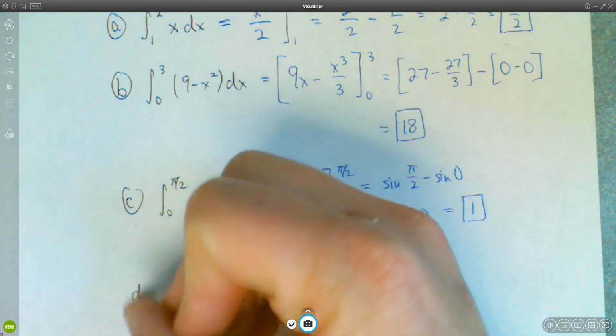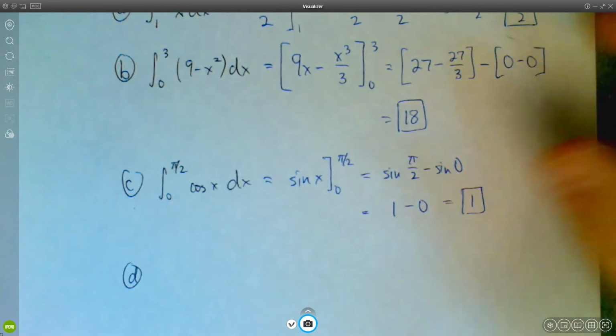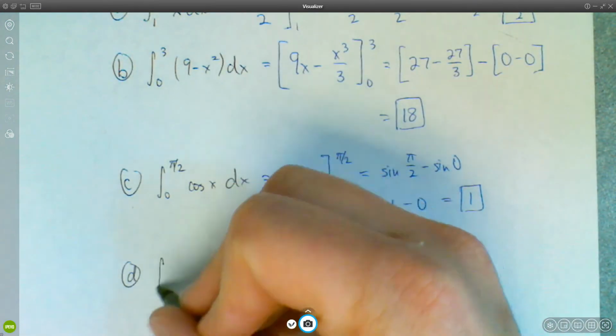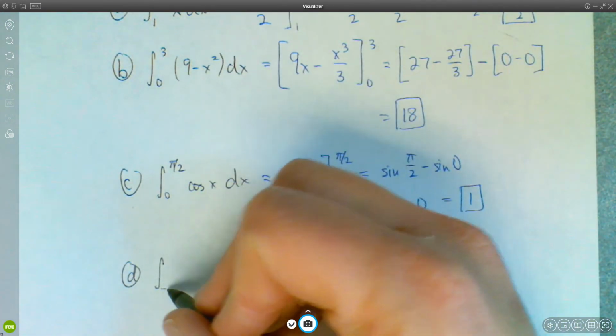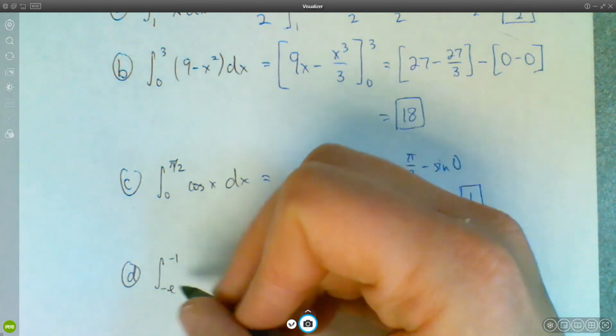So hopefully you're starting to appreciate the power of the fundamental theorem of calculus. It's pretty nice.